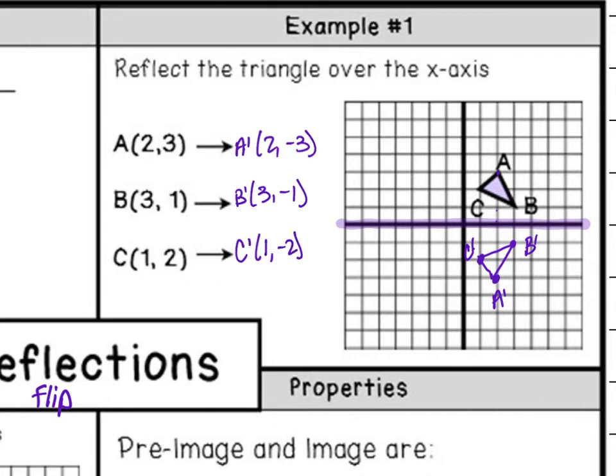So notice when I flipped over the x-axis, the only thing that changed was my y value, because that's what's changing. I'm still staying in the x values. Okay, questions?